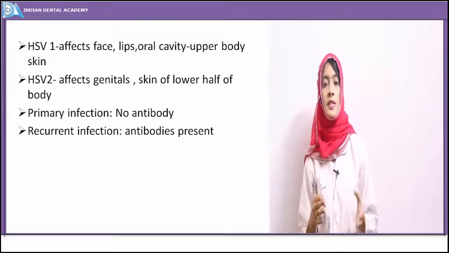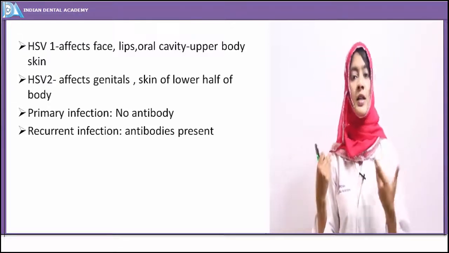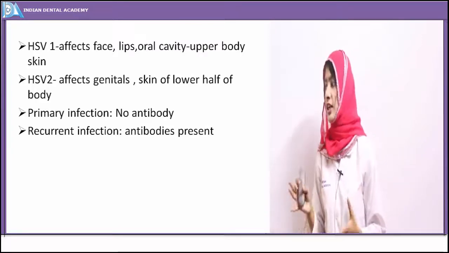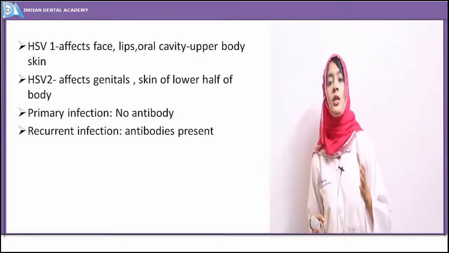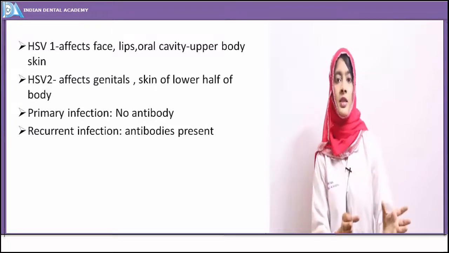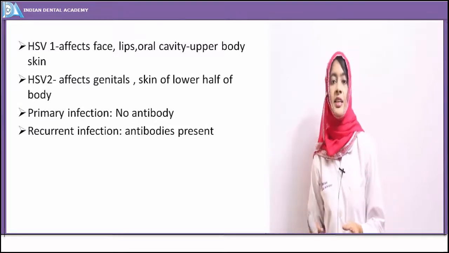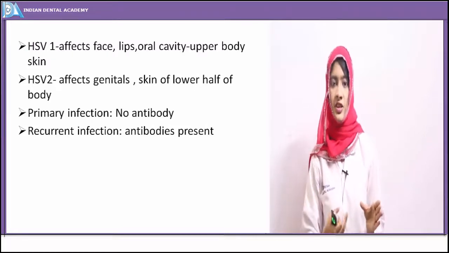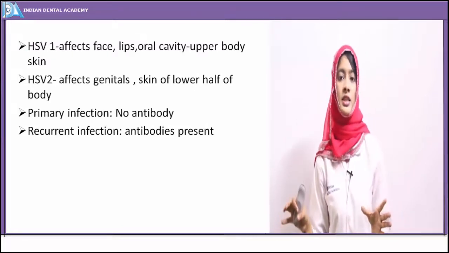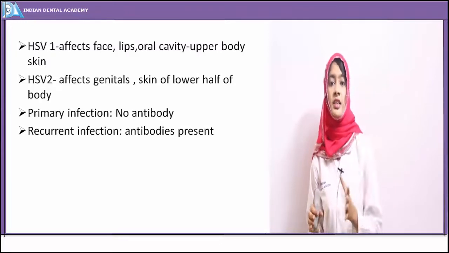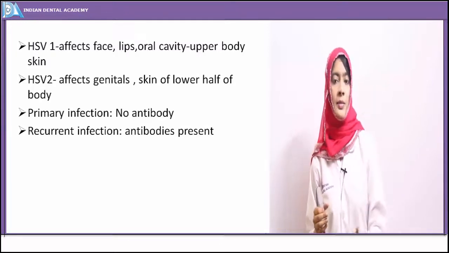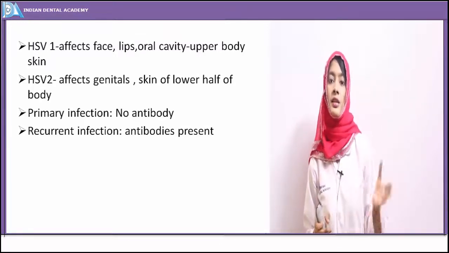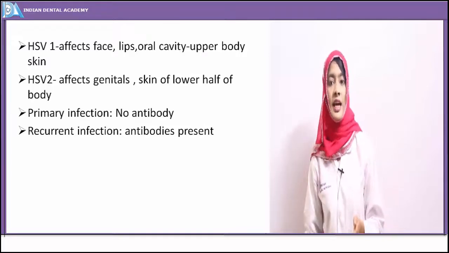Whereas herpes simplex virus 2 affects the parts of the lower half of the body, specifically the genitals. So what is the difference between the primary infection and the recurrent infection? The primary infection is the initial infection, so no antibodies are detected in the individual. Recurrent infection is when the primary infection has occurred years back, the virus was dormant, and then it was reactivated.